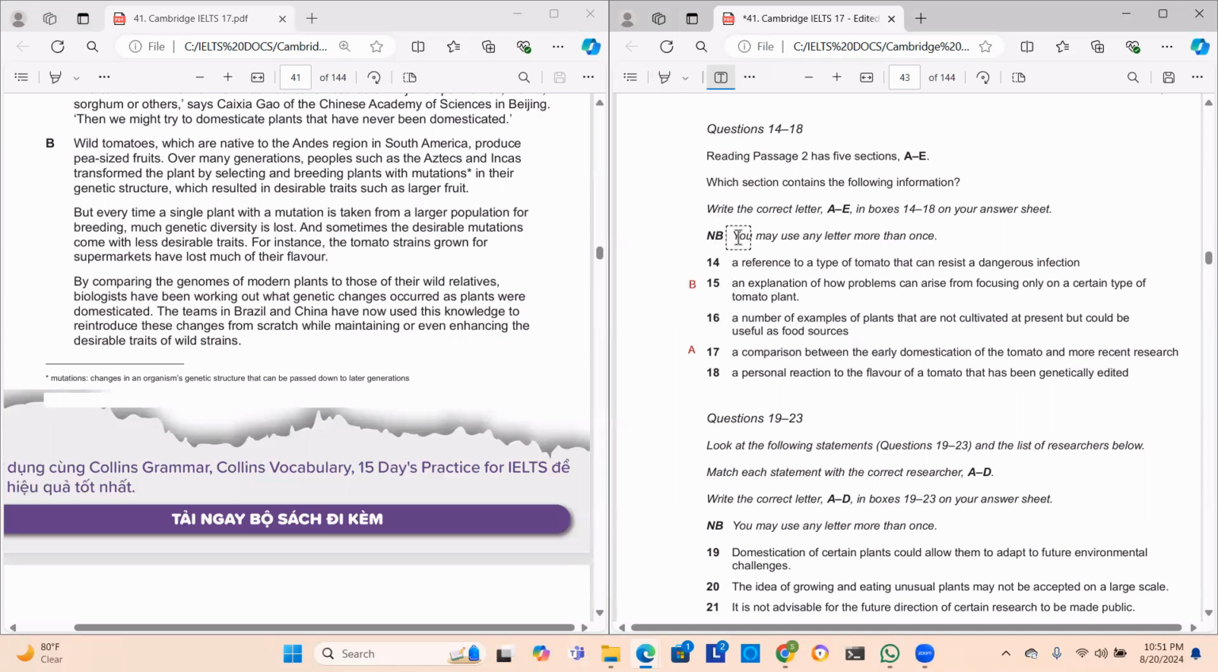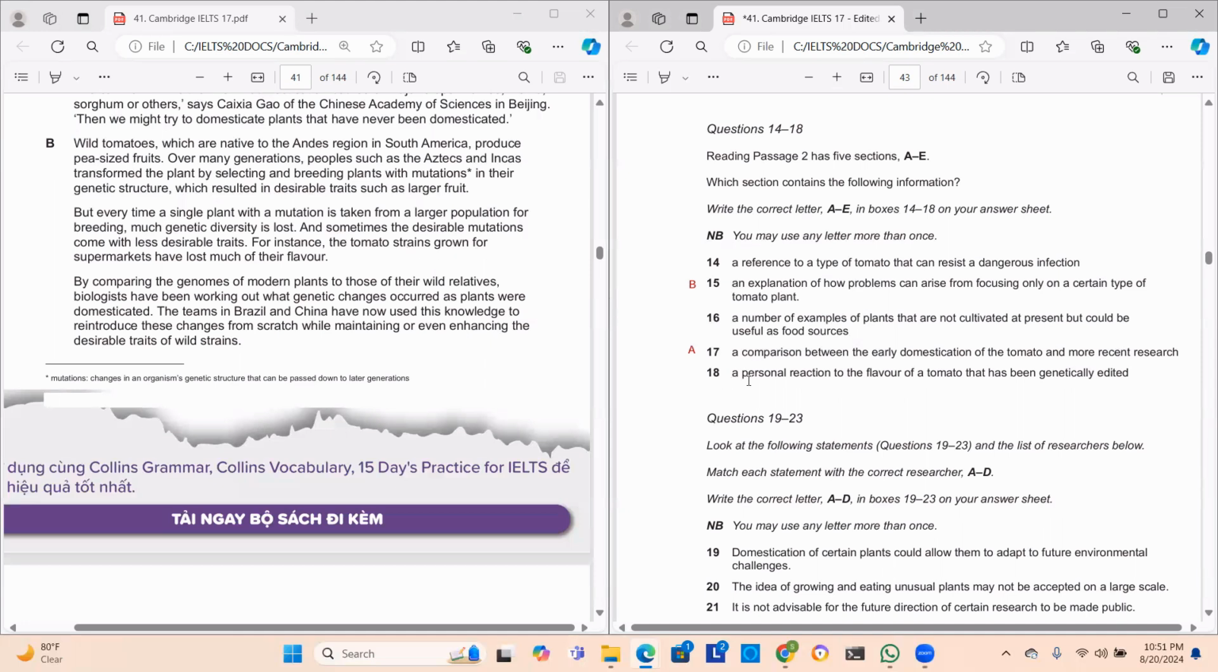Okay, he says any letter can be used more than once, right? So let us read 16th and try to match if anything is matching. So a number of examples of plants that are not cultivated at present, but could be useful as food sources. Right. So did we read about any number of examples of plants? No, we were talking only about one, that is wild tomatoes, in this paragraph, right?